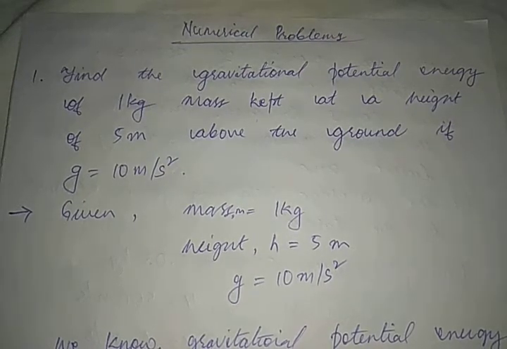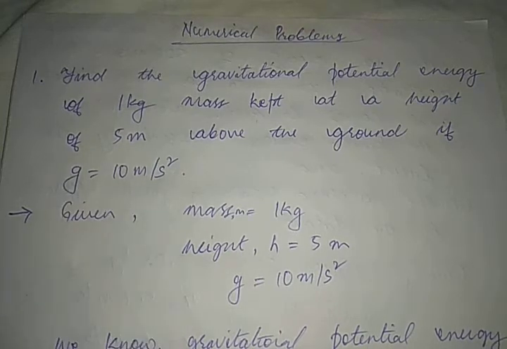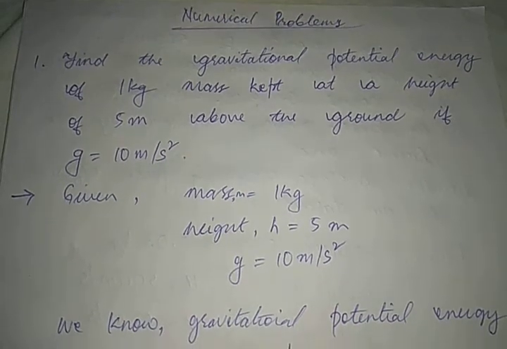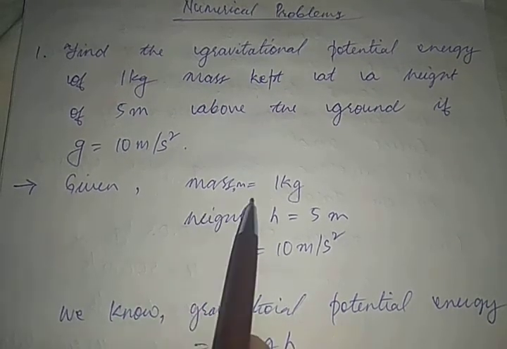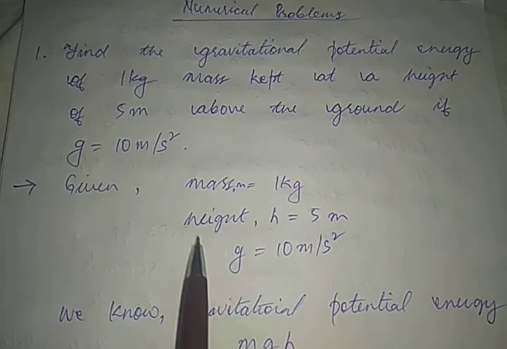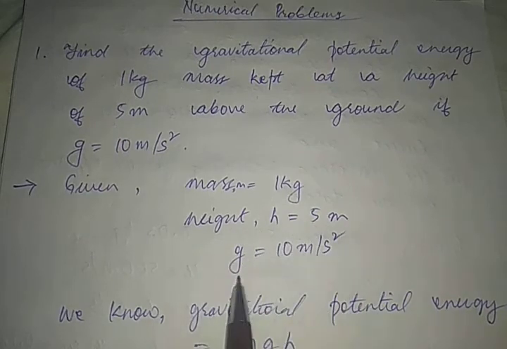It says find the gravitational potential energy of 1 kilogram mass kept at a height of 5 meters above the ground, and the acceleration due to gravity is given to be 10 meters per second squared. So we always start with what is given. What are the things that are given? Given mass m is 1 kilogram, height h is 5 meters, and acceleration due to gravity is 10 meters per second squared.